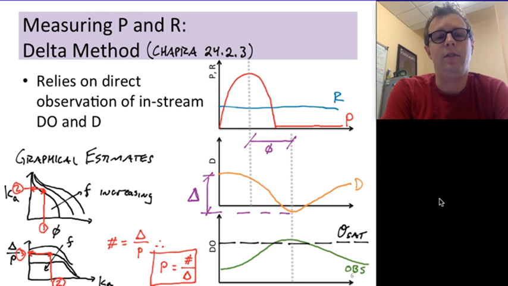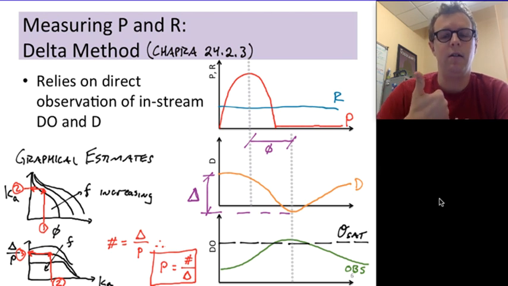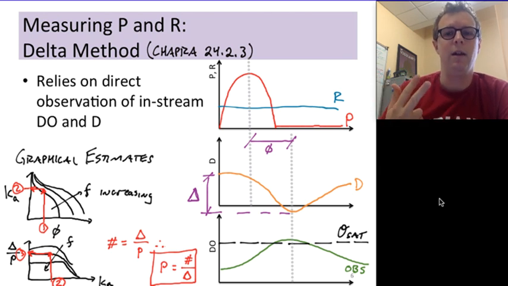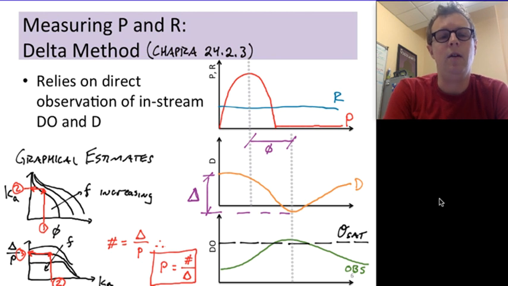And you should be able to describe something about the three methods that we have to measure photosynthesis and respiration. That's light bottle, dark bottle, biomass, and delta method. In the next video, I will work through a light bottle, dark bottle example, and in one of the Chopra homework problems, he walks you through the delta method.